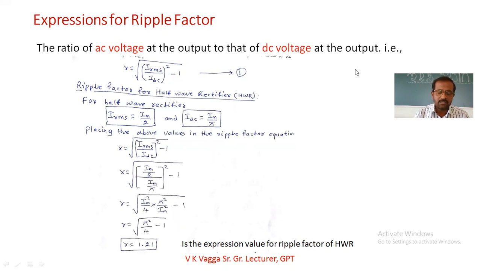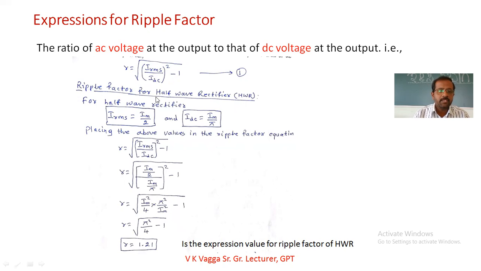I said that rectification gives you pulsating DC. Pulsating means it is DC with some amount of AC. So the amount of AC voltage present at the output relative to the DC voltage at the output gives the ripple factor. It is given by the formula R equals square root of (IRMS divided by IDC) whole squared minus 1. IRMS is the AC component and IDC is the DC component, and this is the formula to be considered in order to calculate the ripple factor.